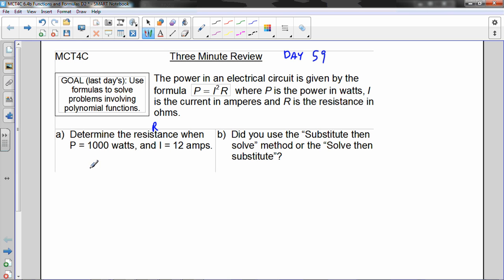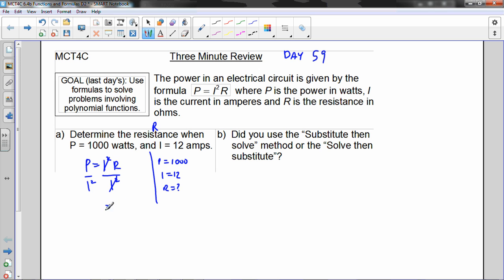So I'm going to copy down the formula, list my knowns. P was 1,000, I is 12, and so R must be unknown. That's what we're going to solve for. So I'm going to solve for R here. If I want to get R alone, I've got to get rid of the I squared, so I'm going to divide by I squared. Divide by I squared.